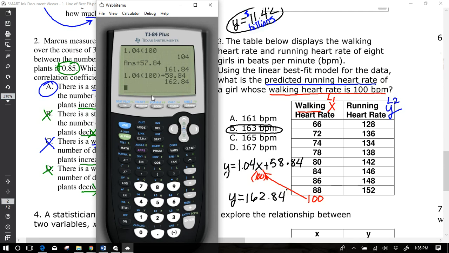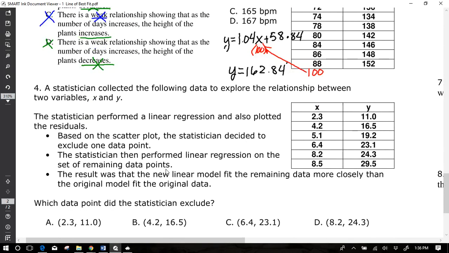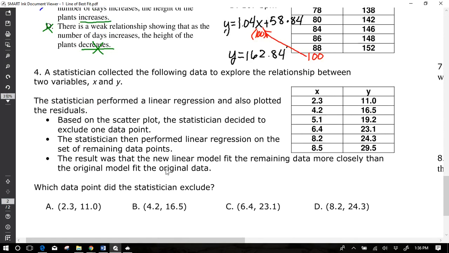Very good. What I would like for you to do now is to pause the video, and read through and think about problem number 4.